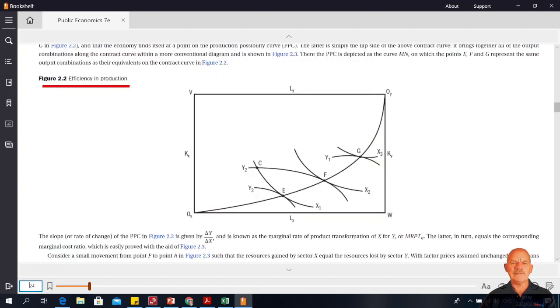Now the second condition for efficiency in the benchmark model as concerns production. Figure 2.2 is also an Edgeworth box, but with a difference. What do we have now? You remember earlier we had goods X and Y. Now we have factor K for capital and factor L. So now we produce the X and the Y.